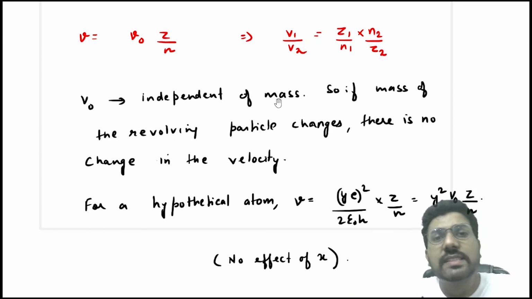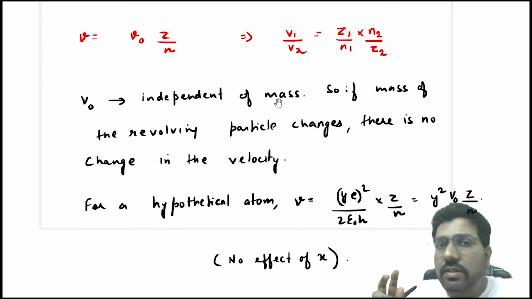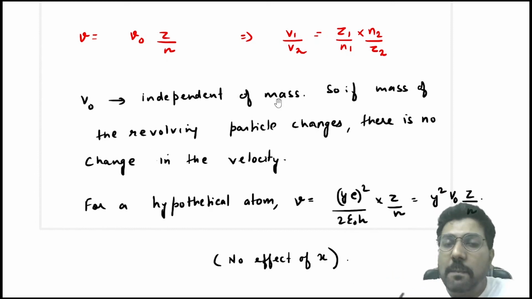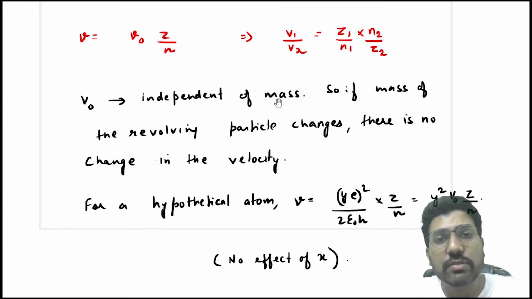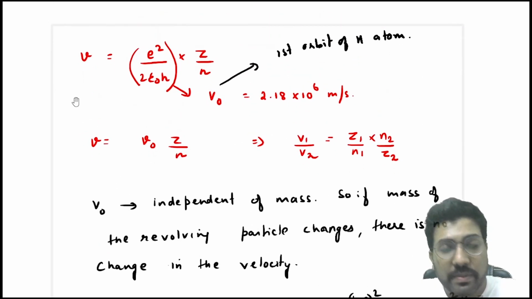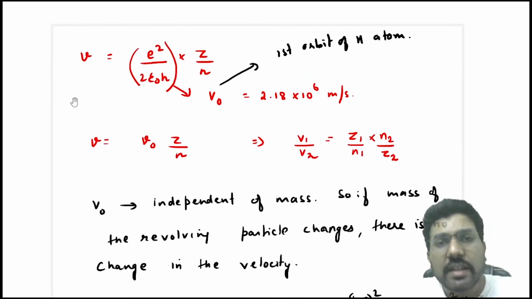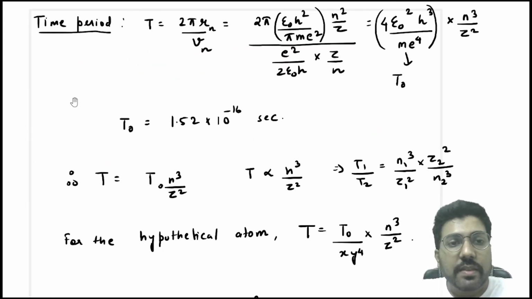So many questions are asked in this pattern where they say that the charge is same, but the mass becomes twice. Then what will be the change in the velocity of the electron? There will be no change in the velocity of the electron. Okay, so velocity of electron means velocity of the revolving particle does not depend on mass. Okay, now the next thing is the time period.